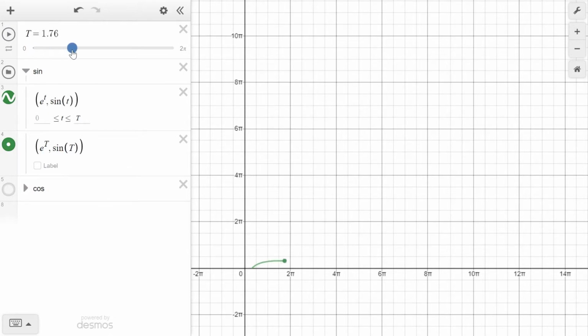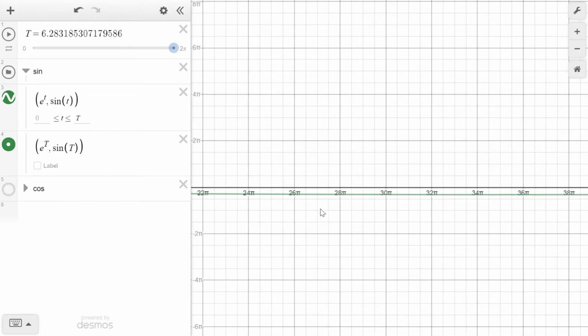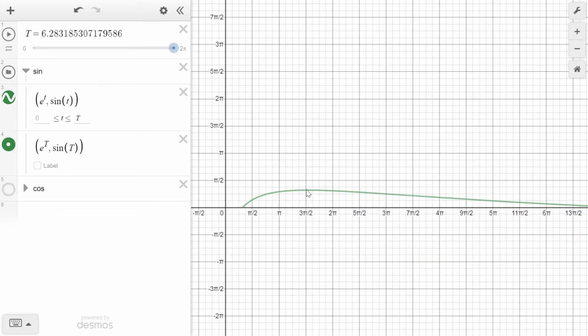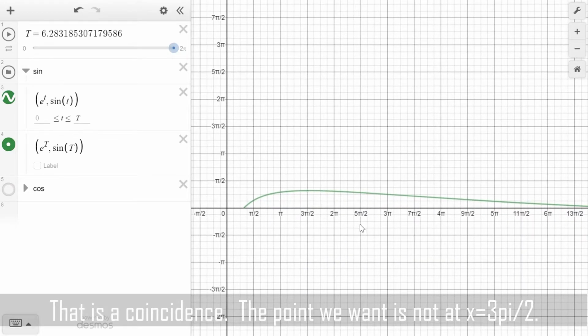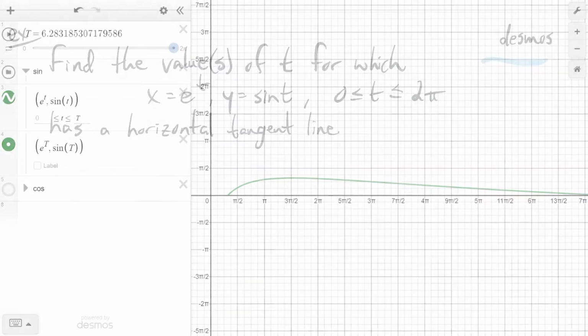So if I increase t, you can see there's the graph, and we're not going to look all the way to the right. I think there might be 2 horizontal tangent lines, but definitely there's a horizontal tangent line. It looks like 3 pi over 2, right? That's what we're expecting. So let's go work that out.